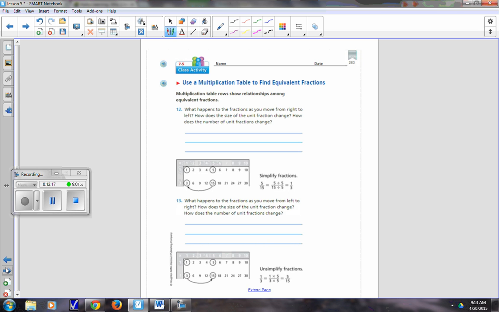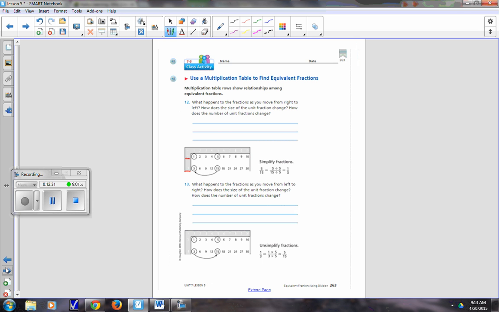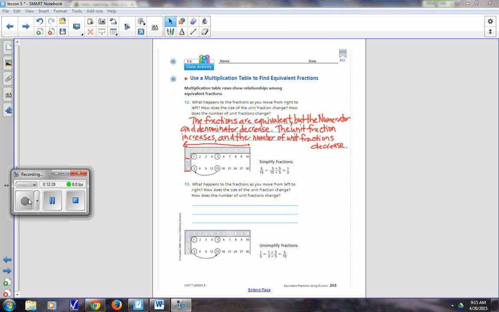So today, when we move from right to left, how does the size of the unit fraction change? We have circled here 1/3, and we're going 1 to 10 and 3 to 30. How is our unit fraction changing? I heard some of you say this: if you're moving from right to left on your multiplication chart, the fractions are still equivalent. 10/30ths is still equivalent to 9/27ths and 8/24ths and so on. Thumbs up if you understand that much.